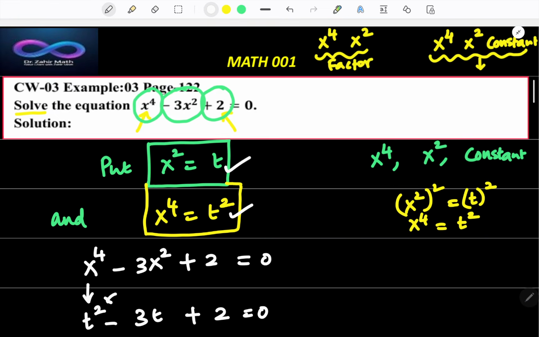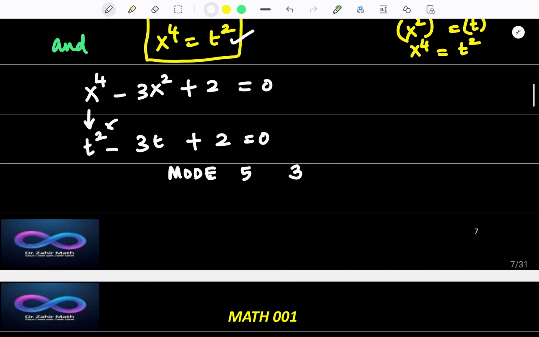Teacher, can't we use the calculator here itself? x power 4. x power 4 we cannot use in the calculator. Impossible. There is no mode for x power 4 in your model 991 ES Plus. It is available in the little higher versions. Okay, right. So mode 5 3.